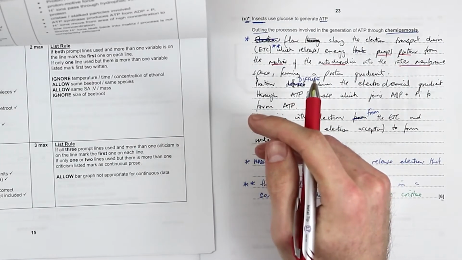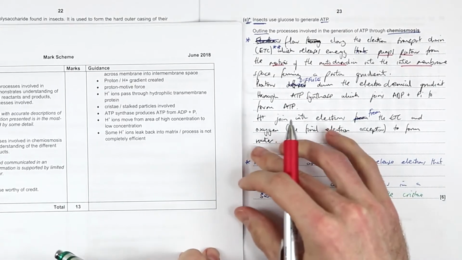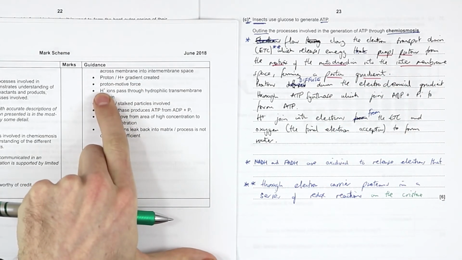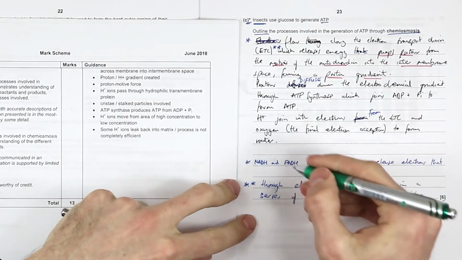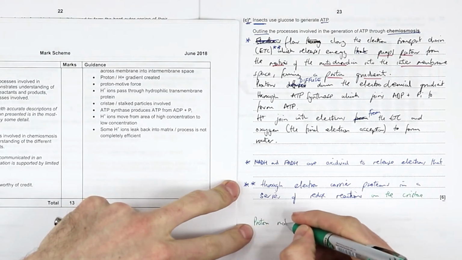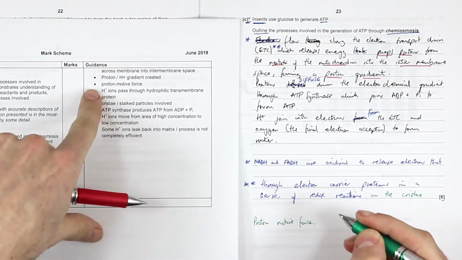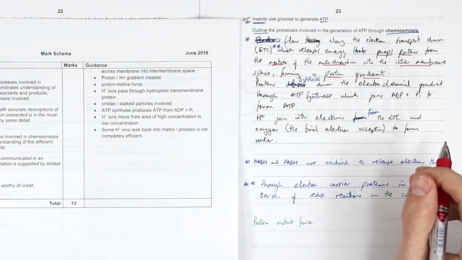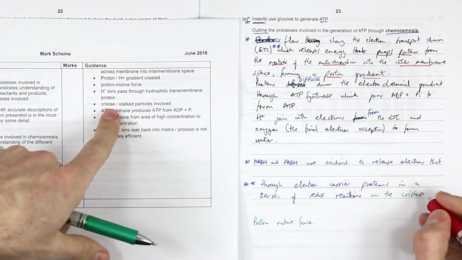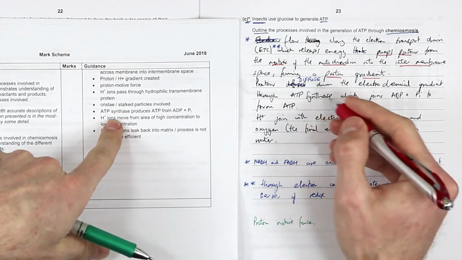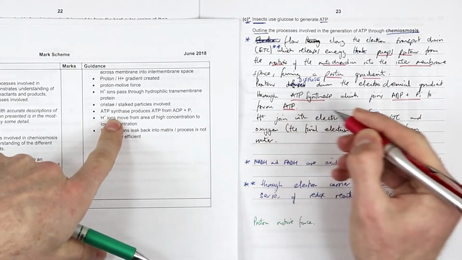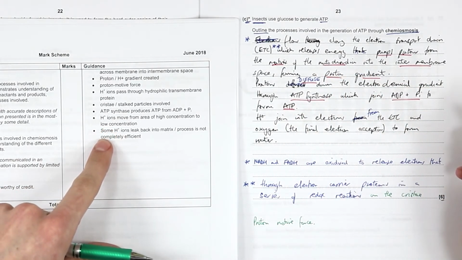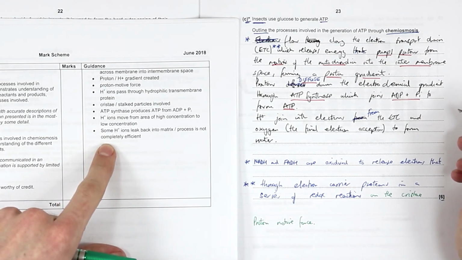I think this is going to be on. Into the intermembrane space. Proton gradient created. Proton motive force I didn't mention. Hydrogen ions pass through the hydrophilic transmembrane protein. Cristae I didn't mention. ATP synthase. Hydrogen ions move from high concentration to low concentration, so they diffuse. Some protons leak back into the matrix. It's not completely efficient.